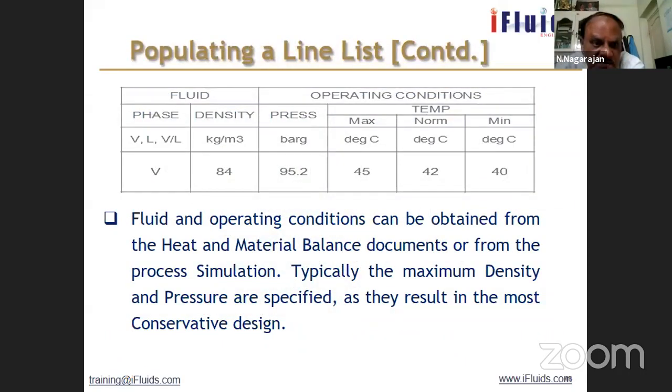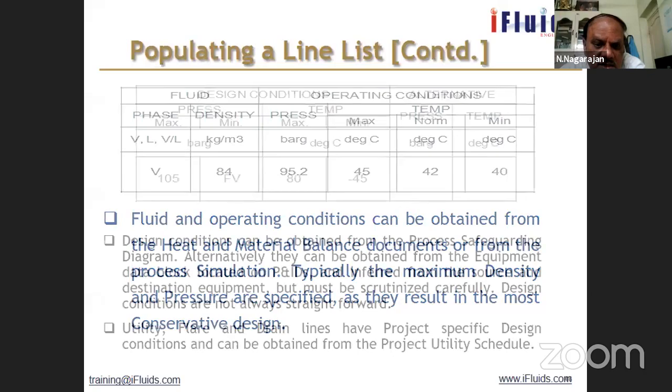And further, fluid categories we have already seen, operating conditions we have seen. Where do you get the fluid conditions? From the heat and material balance. It gives you the kind of fluid running in that pipe, and the physical condition, whether it is vapor, gas, liquid, or a mixture of vapor and liquid, the density of the phases, then operating pressure and operating temperature.